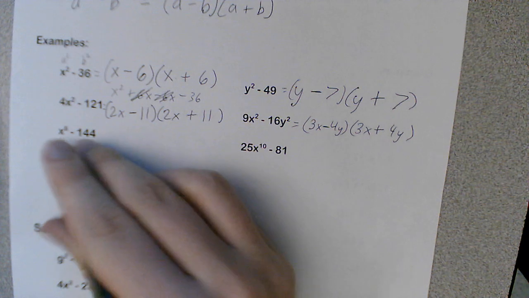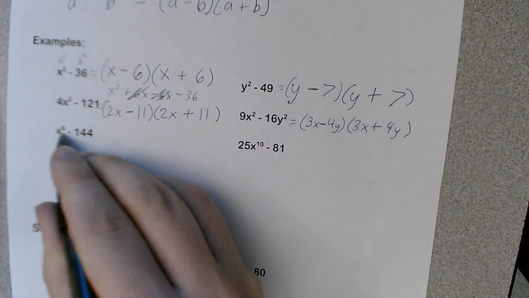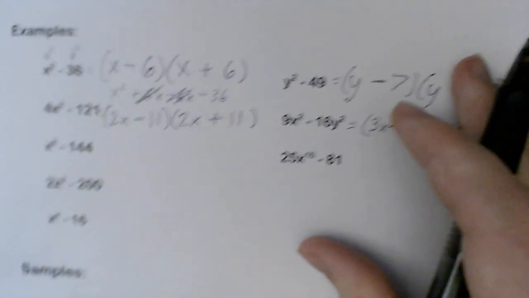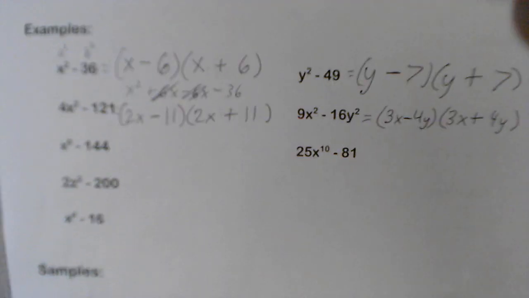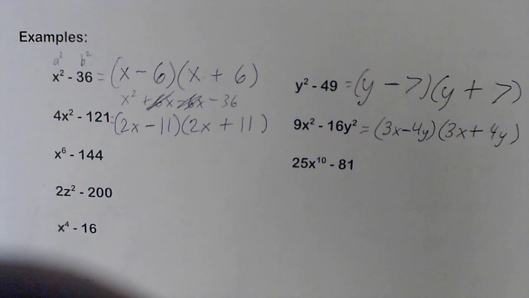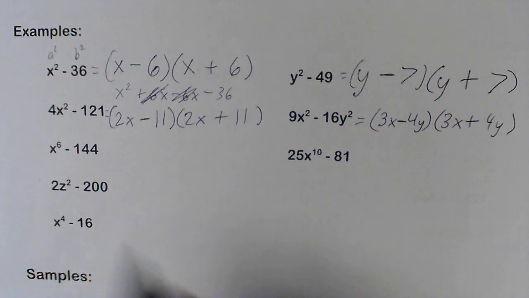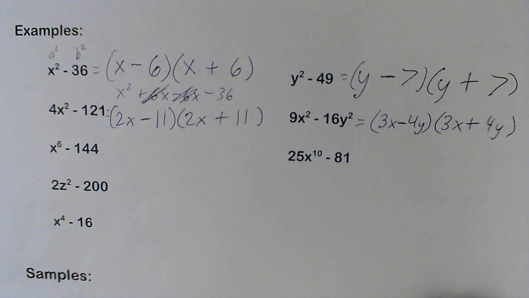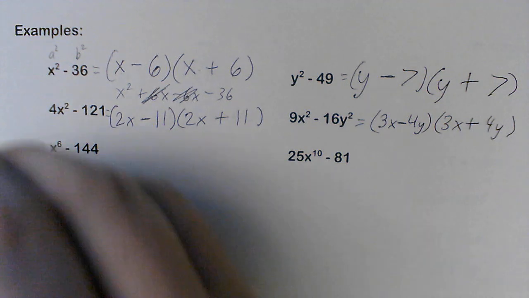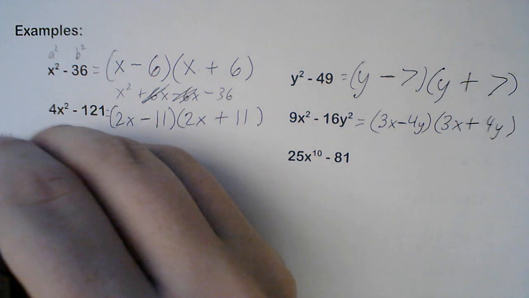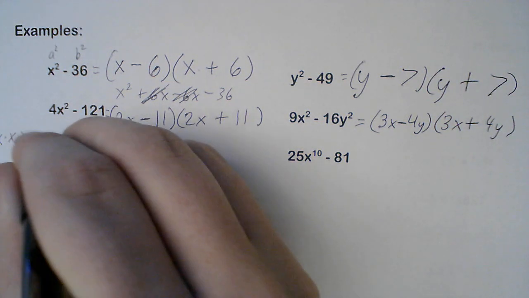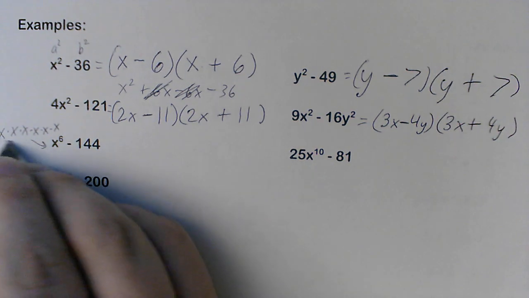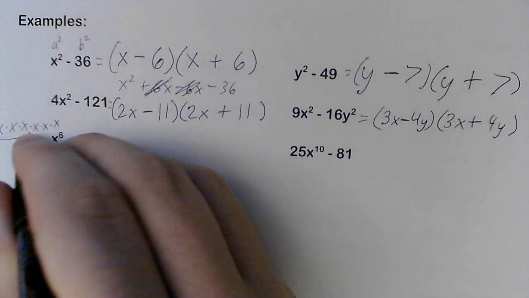X to the 6th minus 144. Because x to the 6th has an even exponent, it is a perfect square, even though it does not say squared. But what is its square root? Well, to find the square root, we divide the exponent by 2. Because if you think about it, x to the 6th is 6 x's being multiplied, which is the same as x cubed times itself.